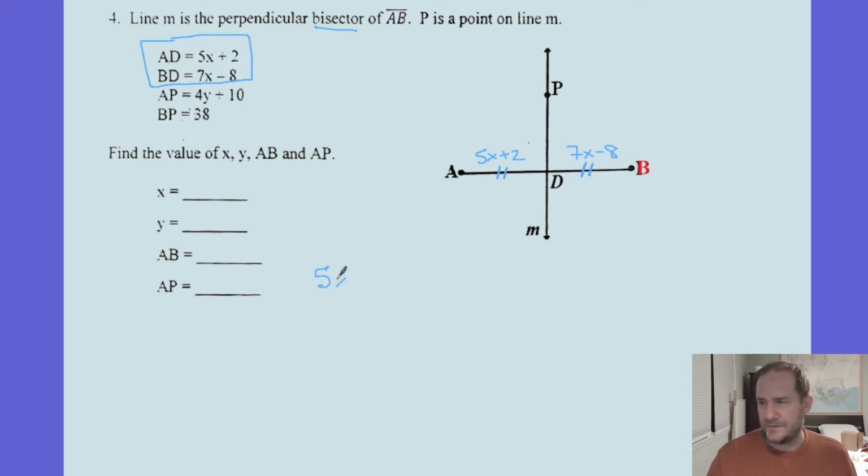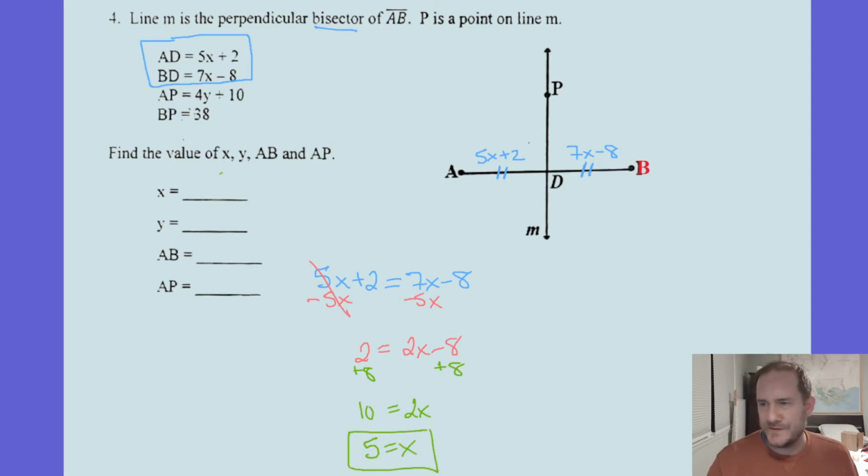So you'll grab your 5x plus 2, set it equal to your 7x minus 8, and you'll start solving. Again, I look for the smaller number of x's and I subtract them from both sides to get them to cancel out. So they're gone, and I just have 2. And now over here I'm left with only 2 x's minus an 8. So I will now add 8. That brings this up to 10. It equals 2x, and dividing by 2 gives 5. So x is 5.